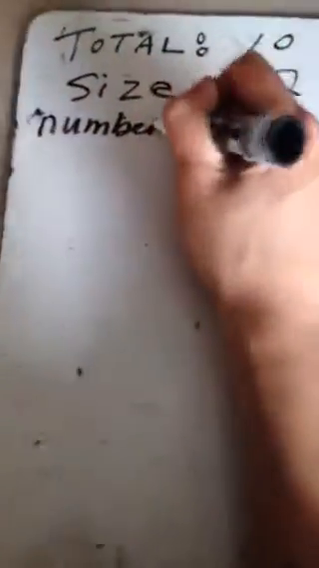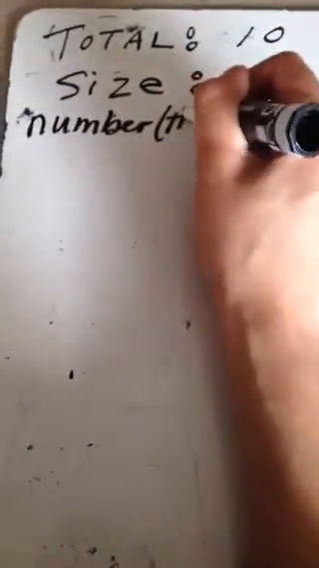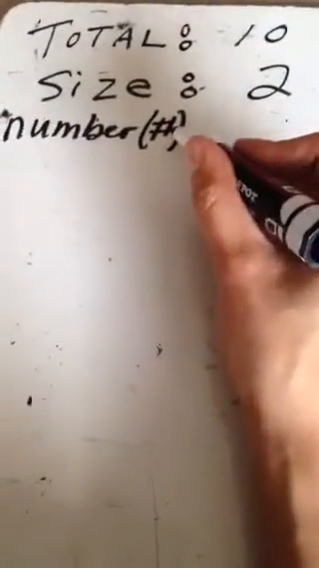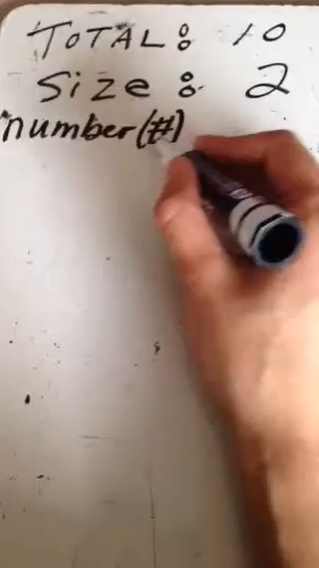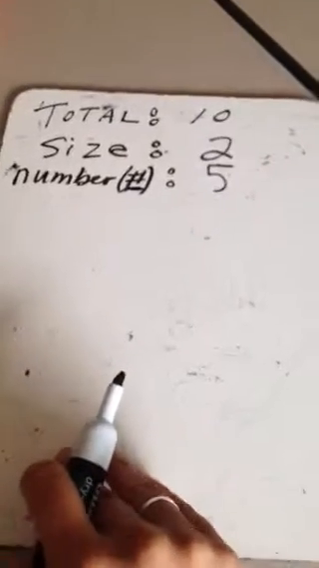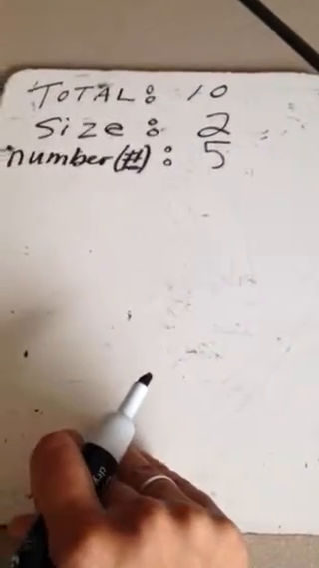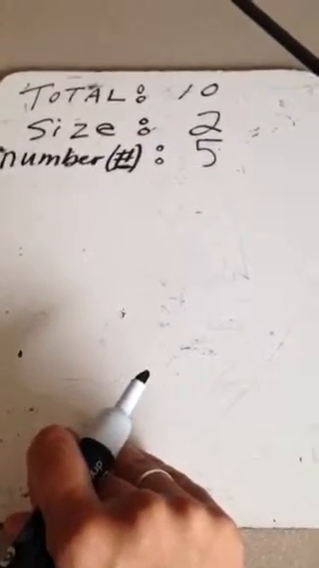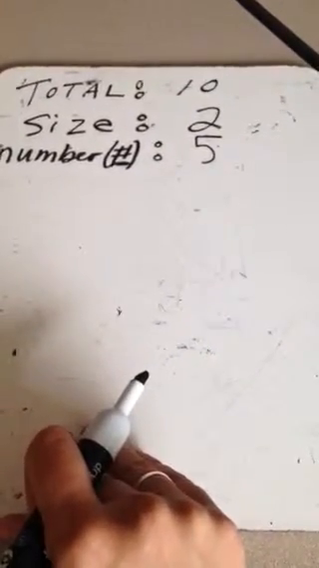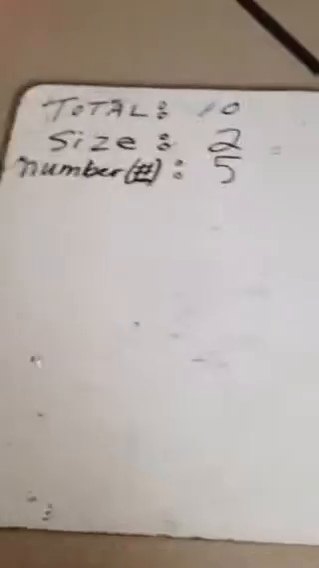And the number, another way to show number is by that symbol in the parentheses. The parentheses are the outside, but the symbol for the number is that, equals 5. The size of the group is 2. The number of the group is 5. The total is 10. So this is how I would do it.